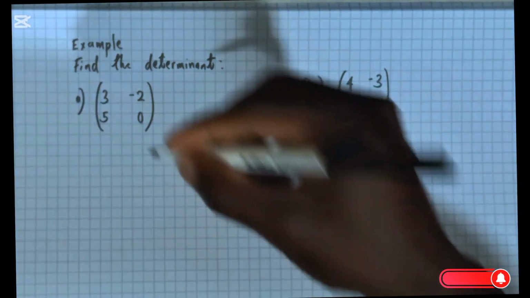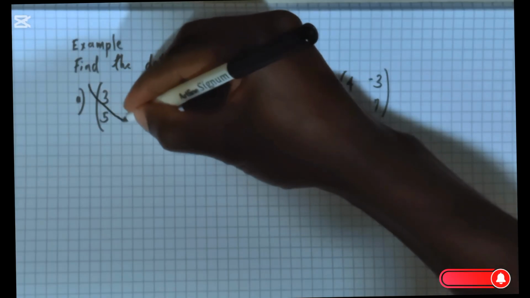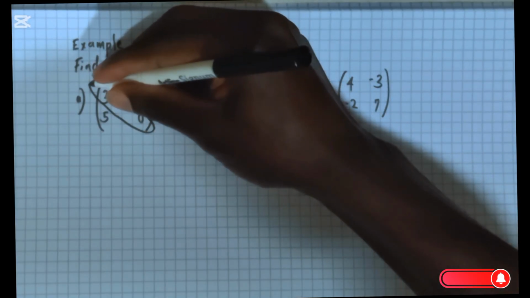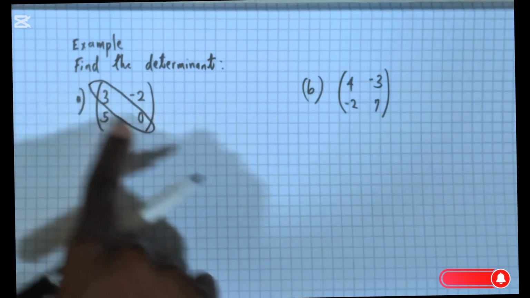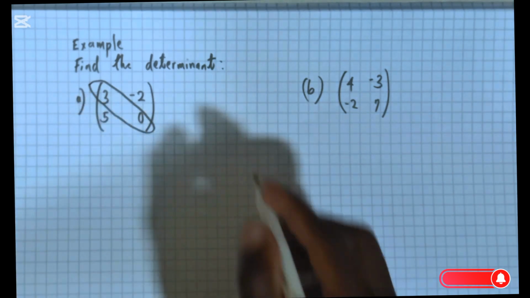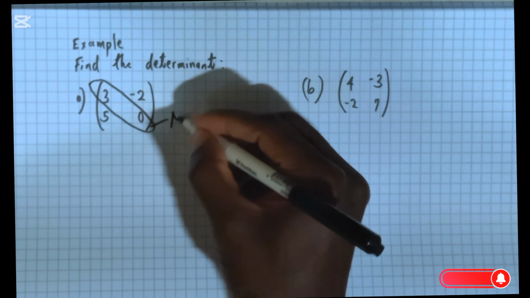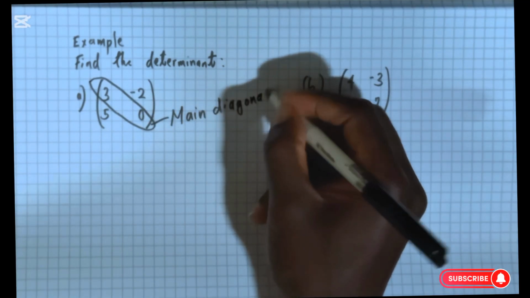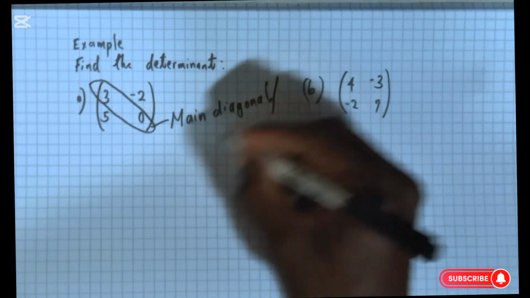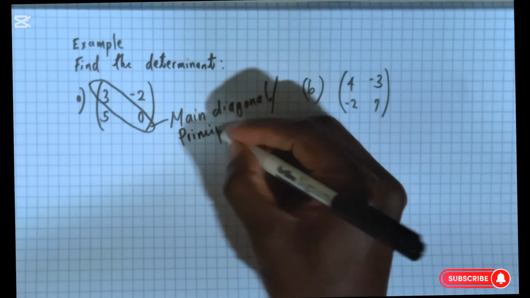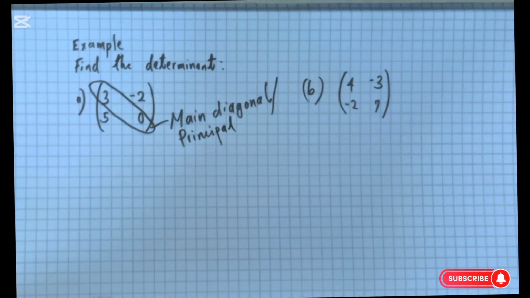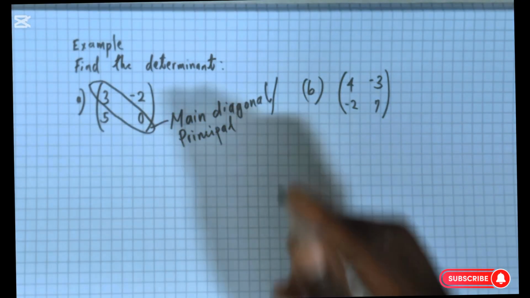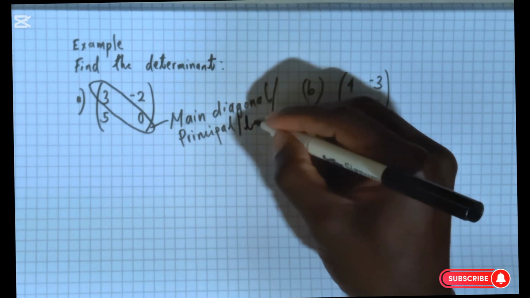Now, what I didn't tell you is that these elements that are slanting diagonally, in this particular matrix, that is 3 and 0, actually happen to be in what we call the main diagonal. You can also call it the principal diagonal, or you can also call it the leading diagonal.